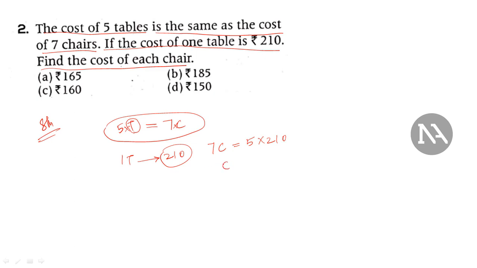So the cost of 1 chair is equal to 5 into 210 divided by 7. And we know that 1 7s are 7 and 3 7s are 21 and 0 will come here. So it is 5 into 30, that is 150. So the cost of each chair is rupees 150, option D.